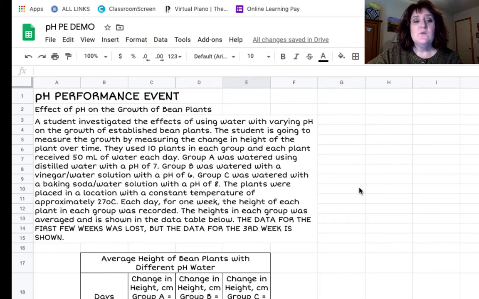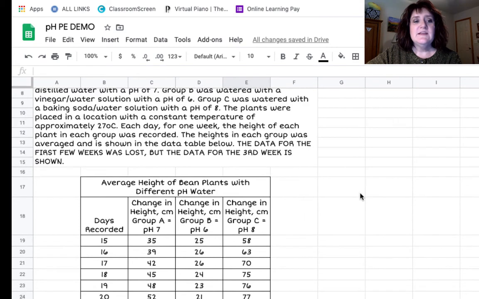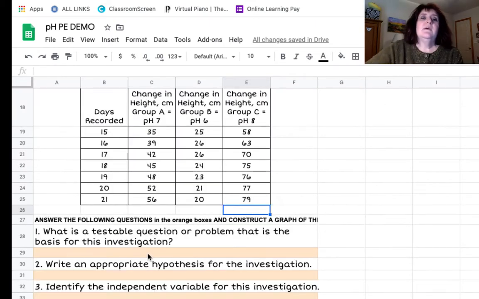Now, the data for the first few weeks was lost, but the data for week 3 is shown. So in the data table, we have the days recorded: 15, 16, 17, 18, 19, 20, and 21. The heights for group A, B, and C. Okay? So you have to answer the following questions.